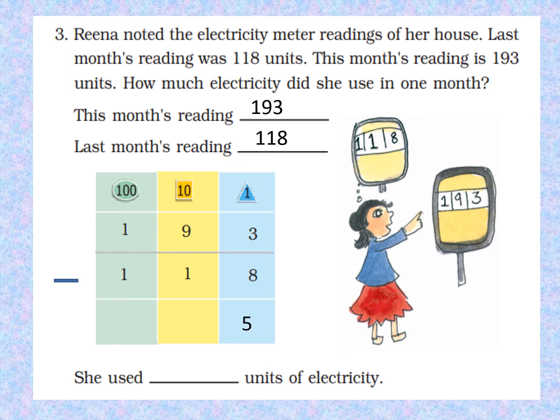Now moving to the tens place, we have 8 tens and we need to subtract 1 ten. So we will be getting 7 tens. Now look at the hundreds place. We have 100. We need to subtract 100 from it. So we will be left with no hundred. So we will be writing a 0 there. So finally we will arrive at the conclusion that Reena used 75 units of electricity in that month.